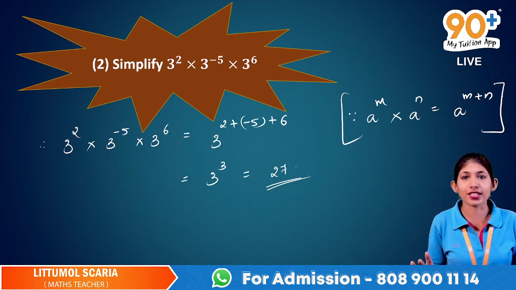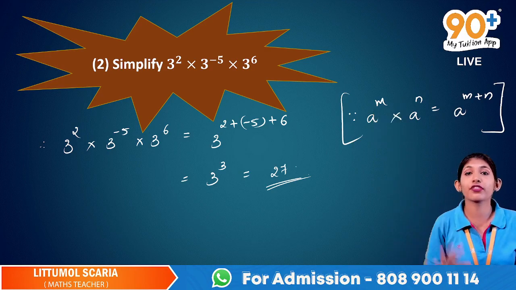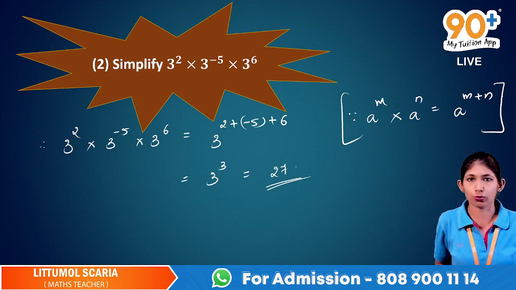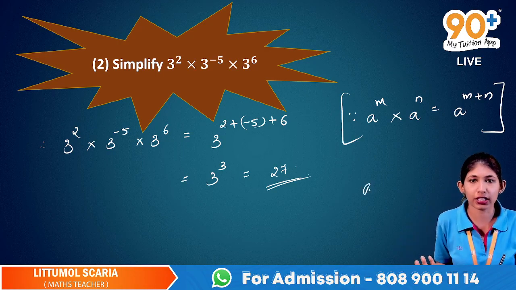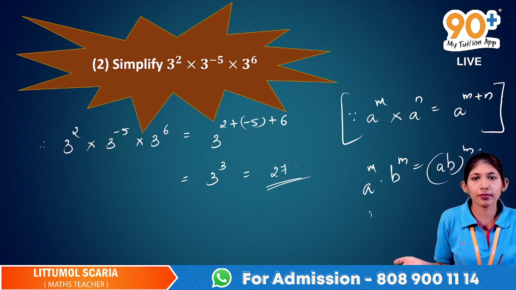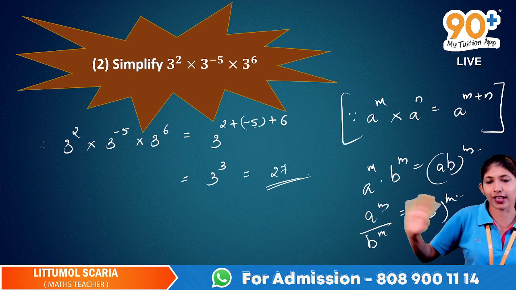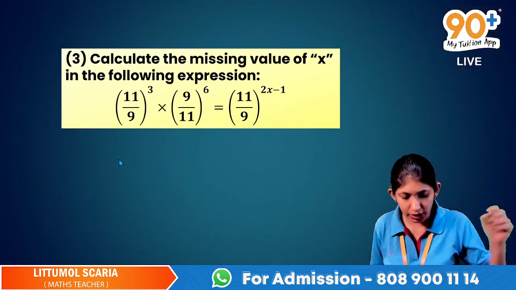That's the only difference. If the power or the exponent is the same and the base is different, it is common for multiplication or for division, like a raised to m into b raised to m is equal to ab whole raised to m. Similarly, a raised to m by b raised to m is equal to a by b whole raised to m. So power common. That's it.